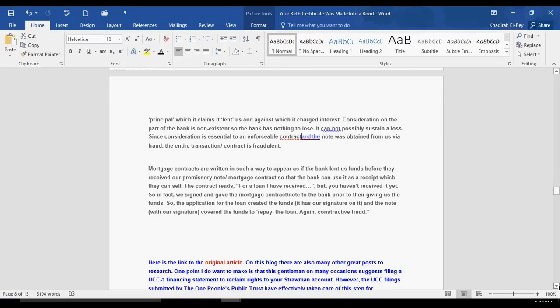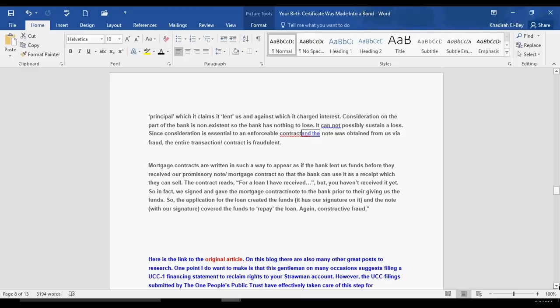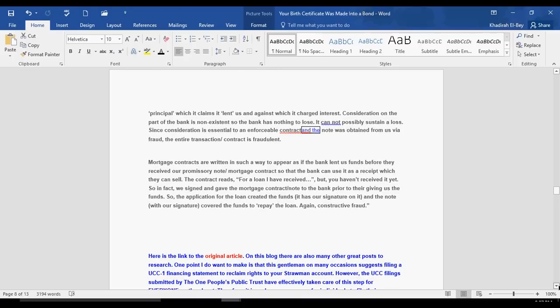All right, consideration on the part of the bank is non-existent, so the bank has nothing to lose. It cannot possibly sustain a loss. Such consideration is essential to an enforceable contract, and the note was obtained from us via fraud. The entire transaction contract is fraudulent. These contracts are written in such a way that it appears as if the bank lent us funds before they received our promissory note or mortgage contract, so that the bank can use it as a receipt which they can sell.